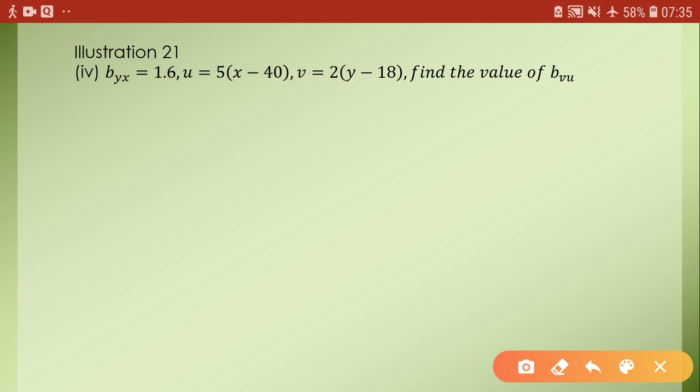Let's see. 5 is multiplied, 2 is multiplied. Now how to find Cx? I told you that if any digit is multiplied, just make it the reciprocal, nothing else you have to do. If 5 is multiplied, make the reciprocal of 5. Cx is equal to 1 by 5, that is 0.2. How to find Cy?